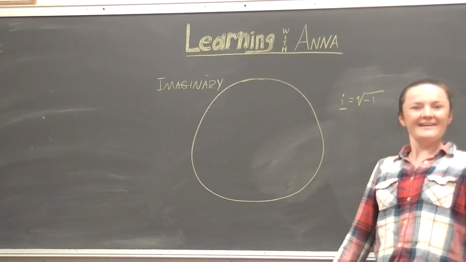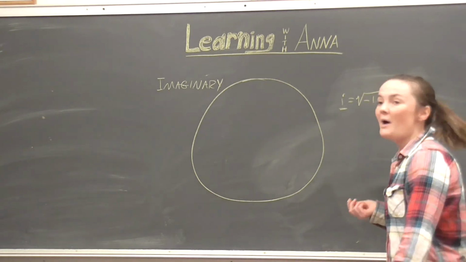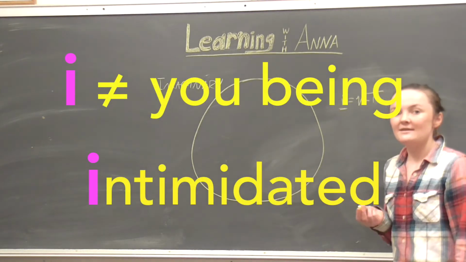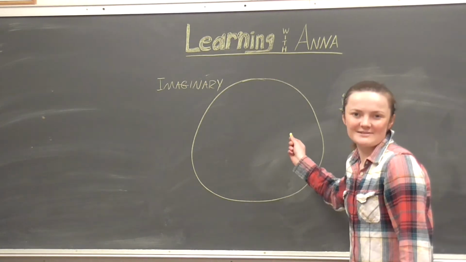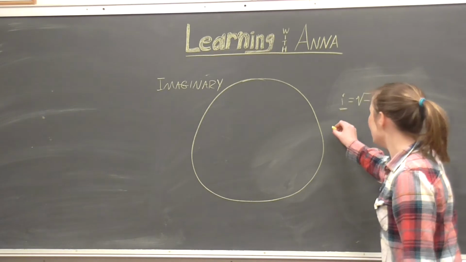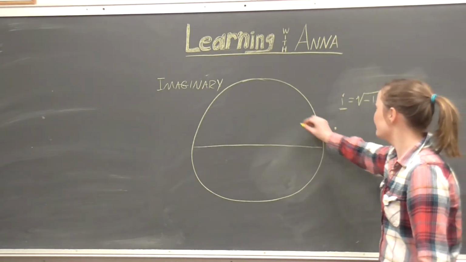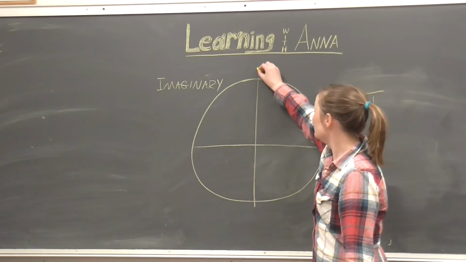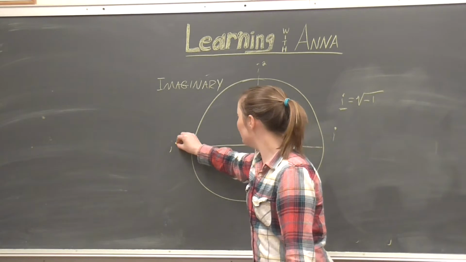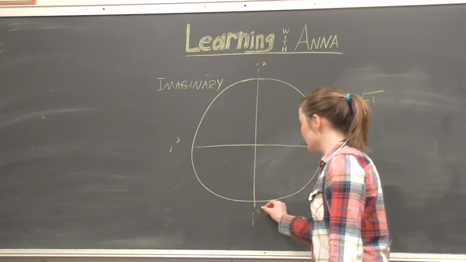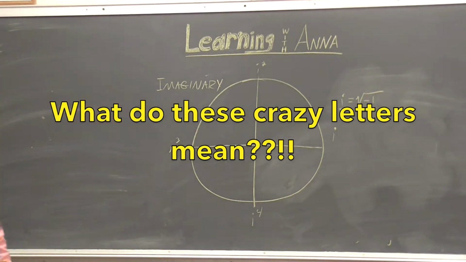A lot of people, when they hear the word i, get intimidated. Well, this shouldn't be the case for us, because i is as easy as drawing a lopsided circle. So say we have our value i here on our circle, and the next values, i squared, i cubed, and i to the 4th. What do all these crazy letters even mean?